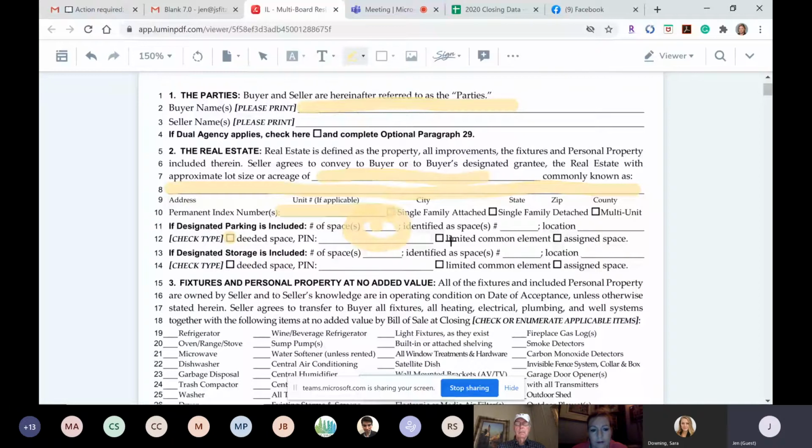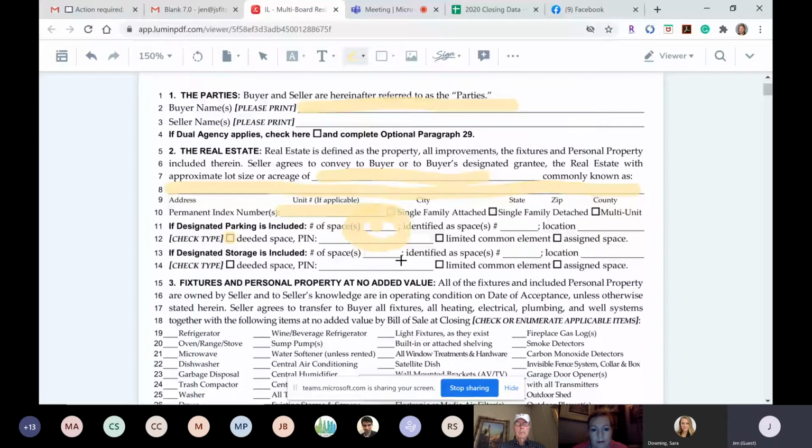Not that a limited common element doesn't have value, but that just means that there's generalized parking and you get to use it while you own a condo in this building. Okay, that and assigned space are very similar. And it's similar for storage. Storage is almost never deeded, but it's often assigned and it's part of a limited common element.